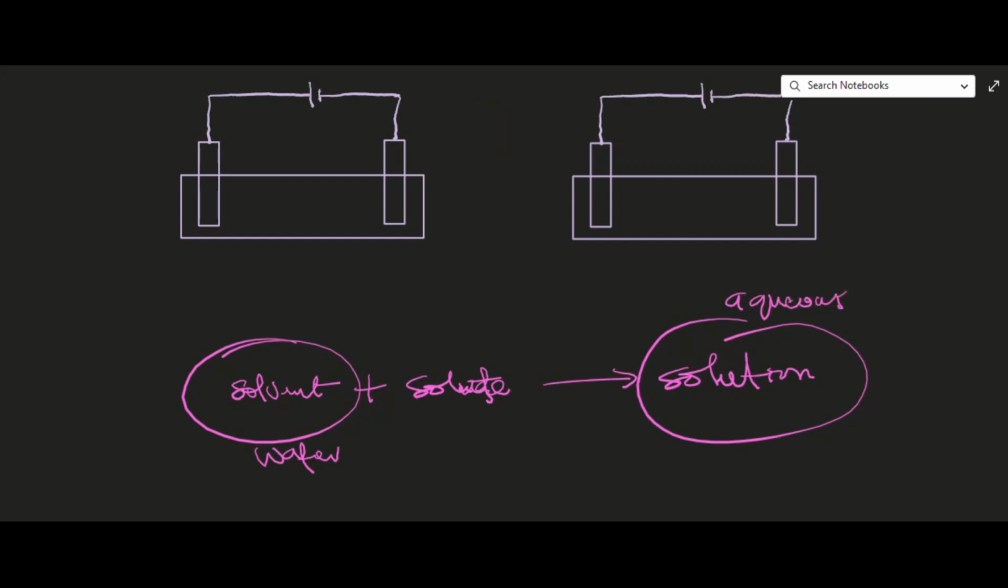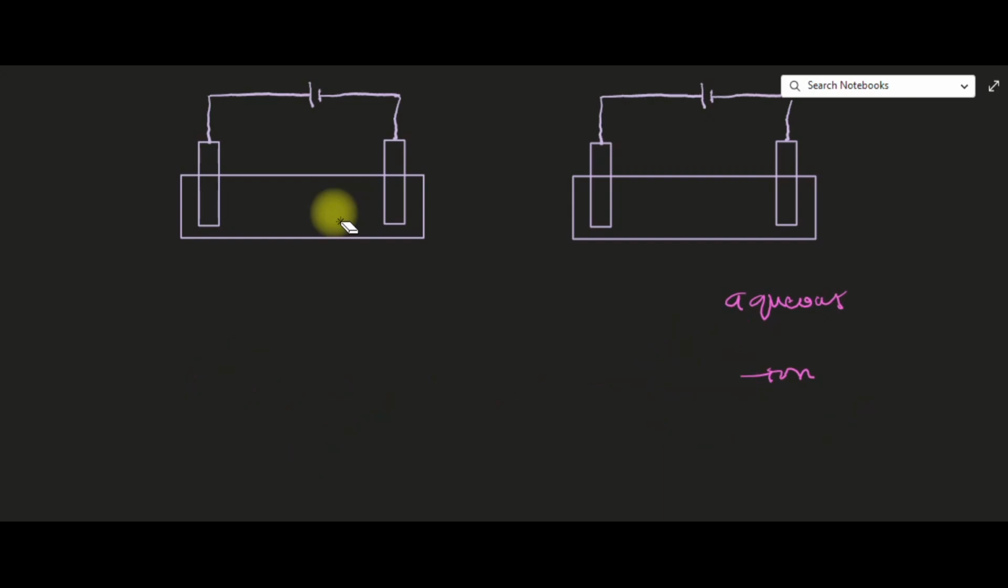Okay. Now, in electrolysis, our electrolyte can be a molten substance. It can be an aqueous solution. So let's look at a molten electrolyte. Whenever an ionic compound is molten, that is, when you melt an ionic compound, the only mobile ions present are those from the compound itself.